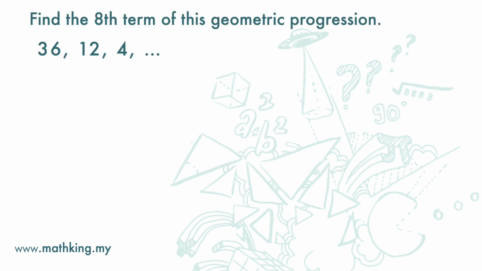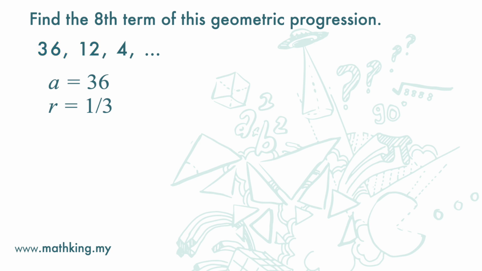Find the 8th term of this geometric progression. Here, the first term is 36, so A is 36. Next, we find the common ratio. We take the ratio of the second term to the first term. 12 over 36 is 1 over 3. So R is 1 over 3.